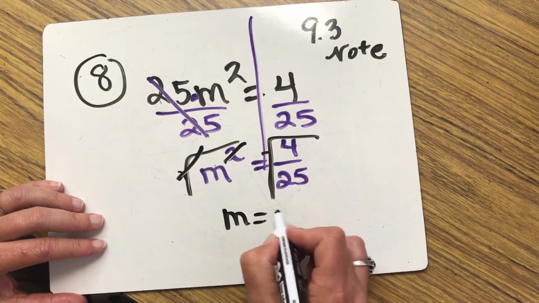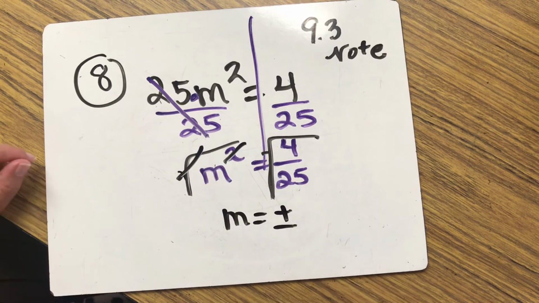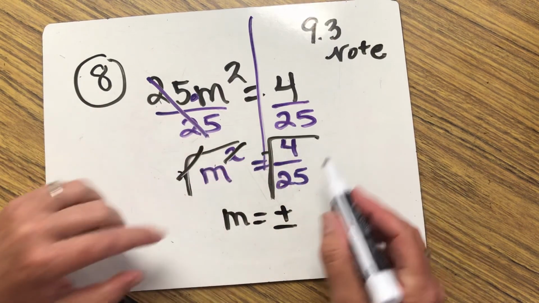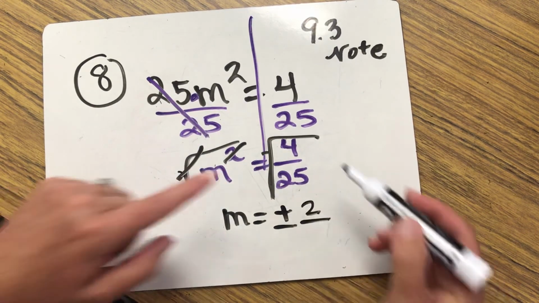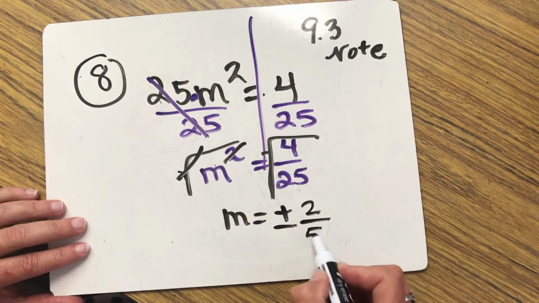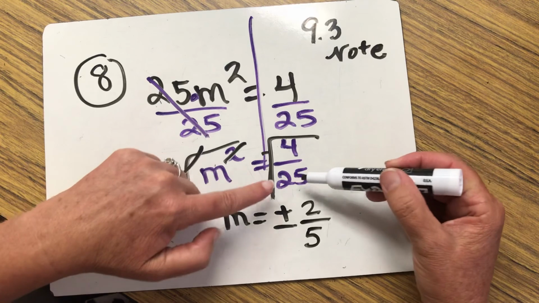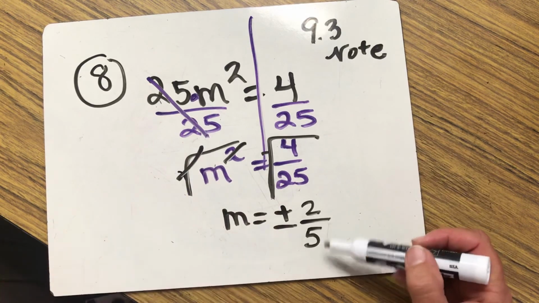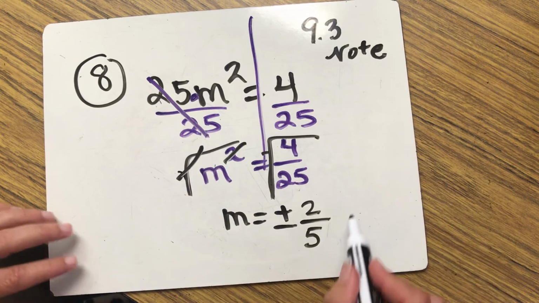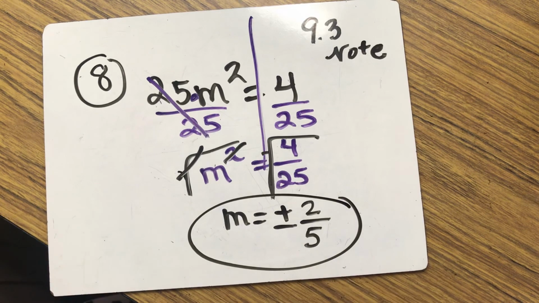m equals plus or minus. Don't forget you have 2. The square root of 4 is 2. The square root of 25 is 5. Realize that this portion of the answer goes on the top, and this portion of the answer goes on the bottom. So we have our numerator and our denominator. Our final answer is plus or minus 2/5.